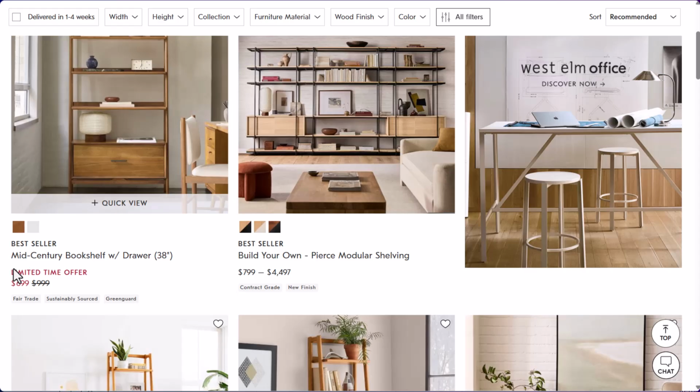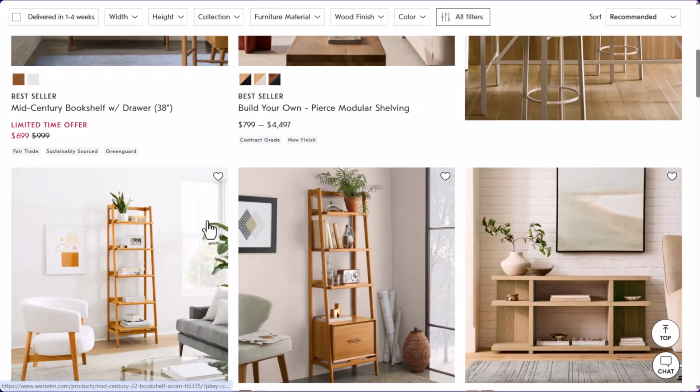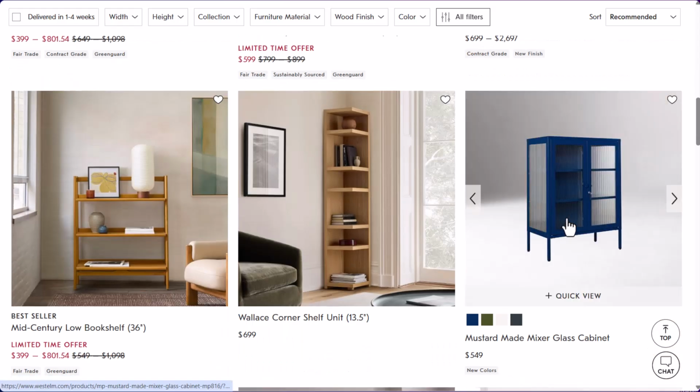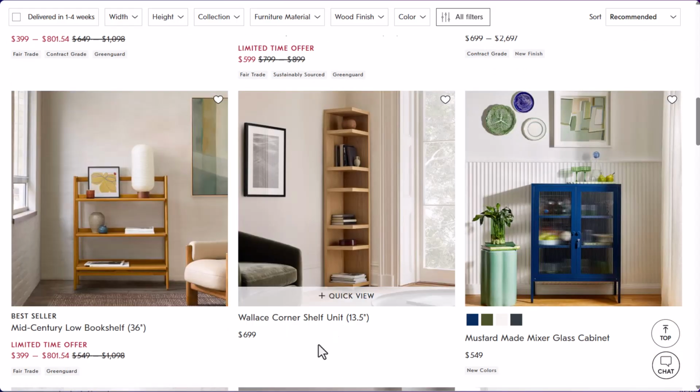Now, if you have good conversion data, you can get away with doing that a little bit more, but I would still rather say, let's target keywords like mid-century bookshelf. Let's target keywords like sustainable bookshelf. Modular shelves could be one potentially. Corner shelf, so there's another one that we can target.